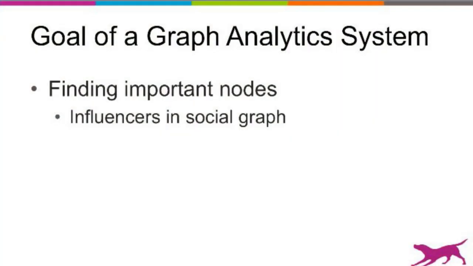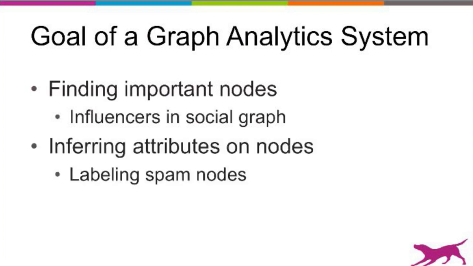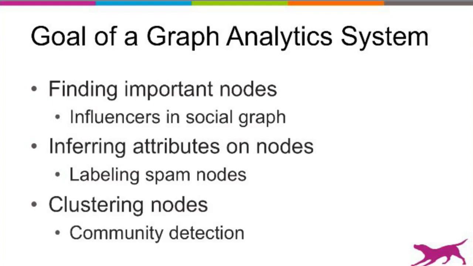Given a graph, the goal of a graph analytics system often involves tasks like finding important nodes, like finding influencers in a social network graph, inferring missing attributes, like labeling nodes that could be spammers, or clustering nodes to find communities.